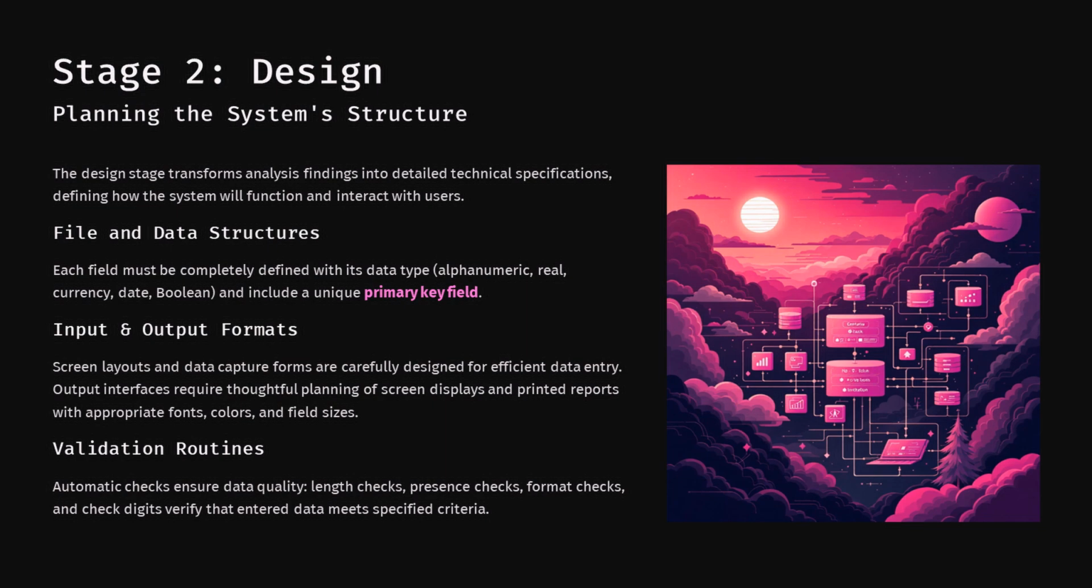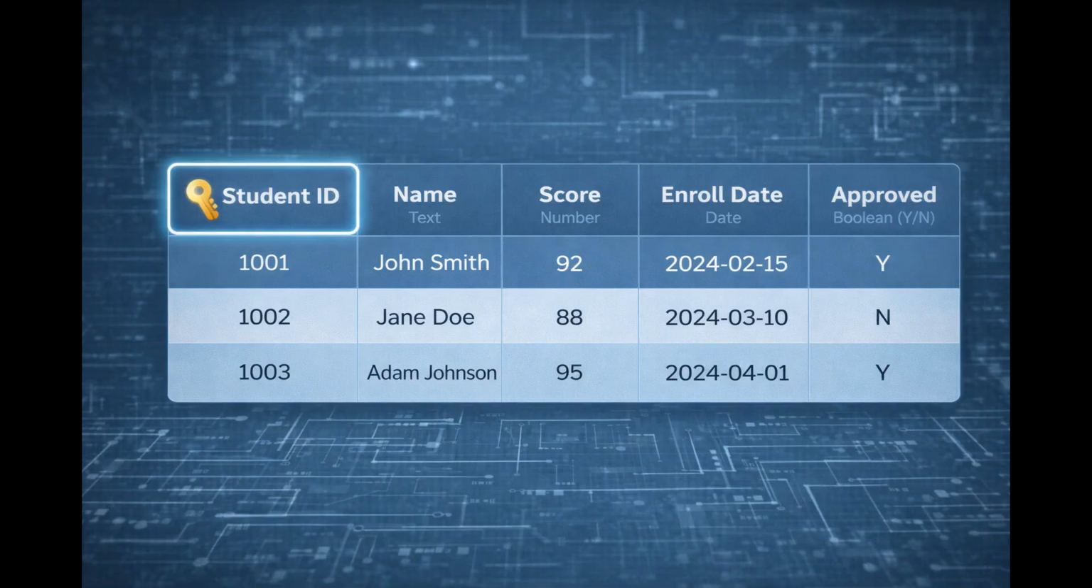Let's talk about file and data structures first. Every single field in the database needs to be completely defined. This means specifying the data type for each field. Is it alphanumeric, real number, currency, date, or Boolean? You need to be precise here.